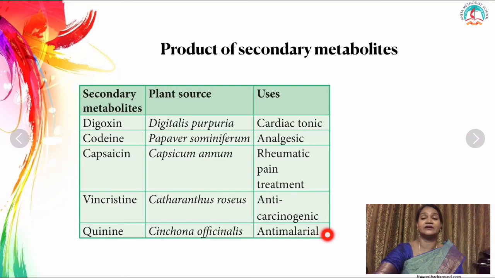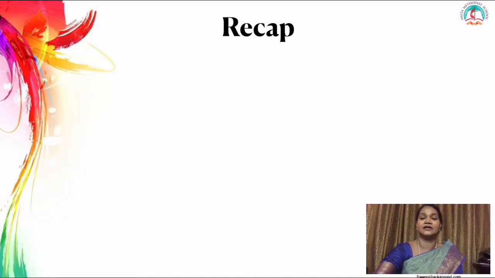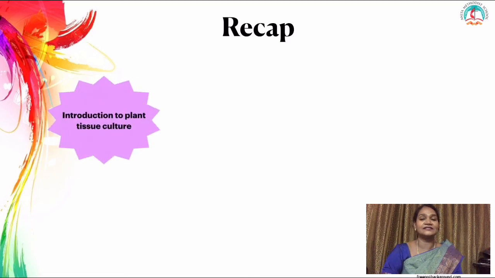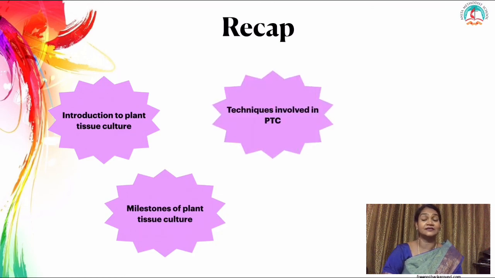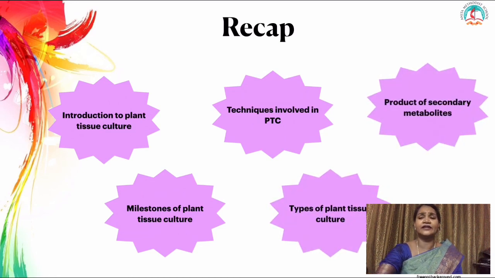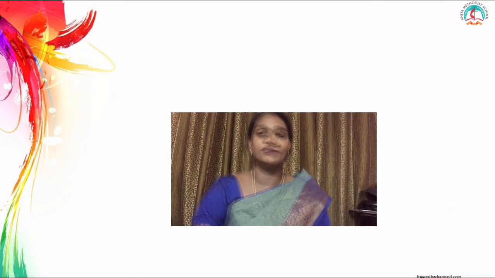Okay, these are some of the secondary metabolites we have learned in this lesson. Now finally, the recap of what we have discussed in today's class. We started with the introduction of plant tissue culture. Then we discussed the milestones of plant tissue culture. We learned about a number of scientists who discovered plant tissue culture, the techniques involved in plant tissue culture, types of plant tissue culture, and the products of secondary metabolites. Children, we have completed the first topic of today's lesson, that is plant tissue culture.